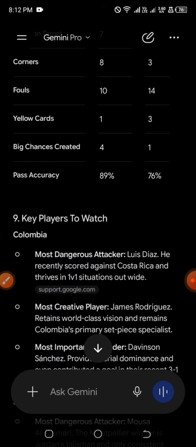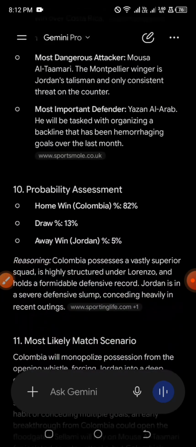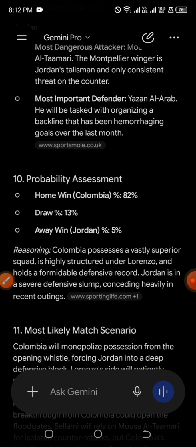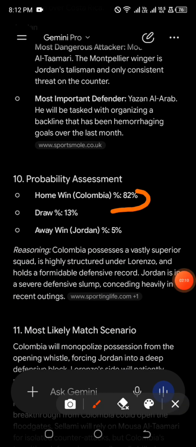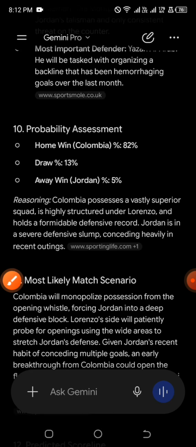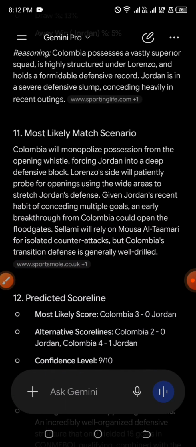Now let us move on to the probability assessment. We have it that Colombia has an 82% chance of winning this particular match, a 13% chance that the match will end in a straight draw, and a 5% chance that the away team, which is Jordan, is going to win this match. Now, we have the most likely match scenario.